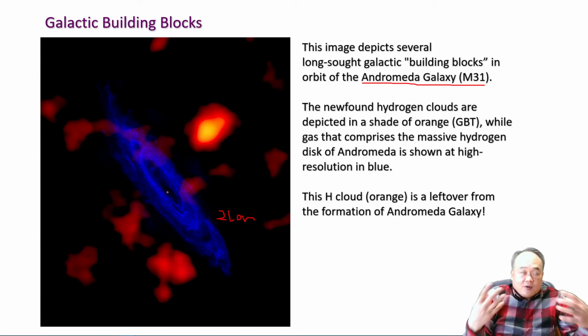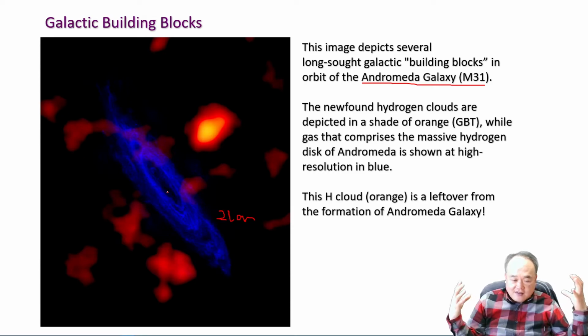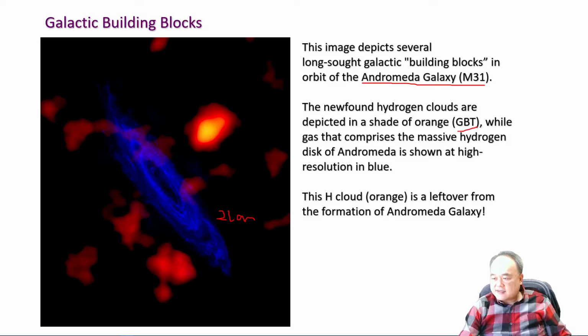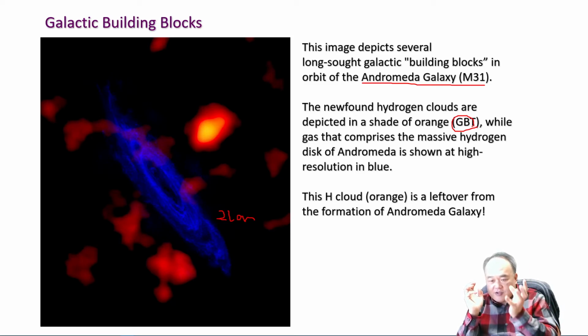And by observing with a single dish called the Green Bank telescope, the largest steerable radio telescope with an aperture size of 300 feet, this is a great telescope with great sensitivity to detect hydrogen cloud. This is from the 21 centimeter line, the spin axis flip, which is a different way of detecting hydrogen cloud.